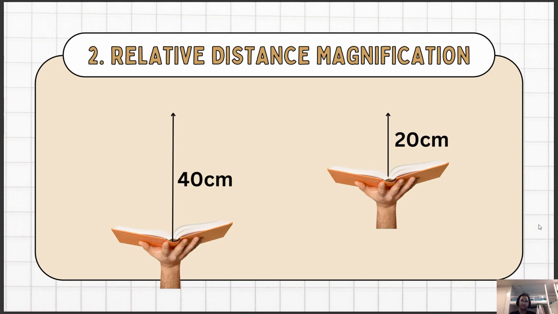So to picture it out, this is based from the example. So 40 centimeters is away, so that will make the image smaller. Well, if ang distance is closer, of course, the image will get larger. So to get the relative distance magnification, you just have to divide the original to the new. So original over new.